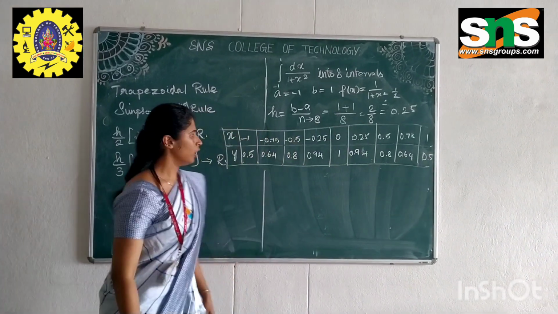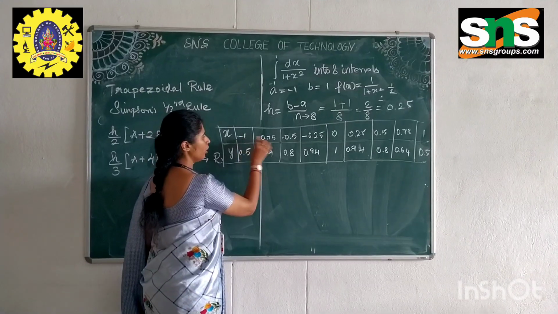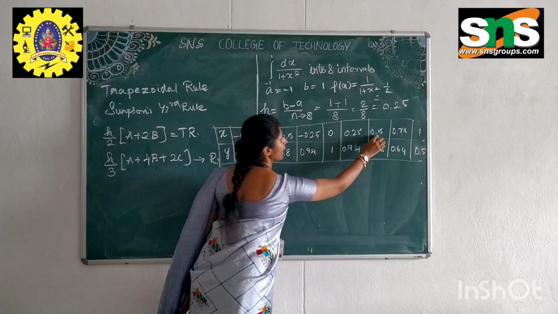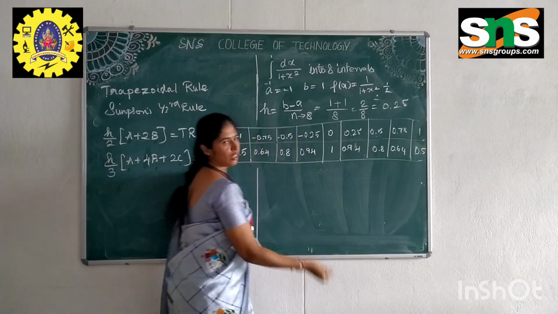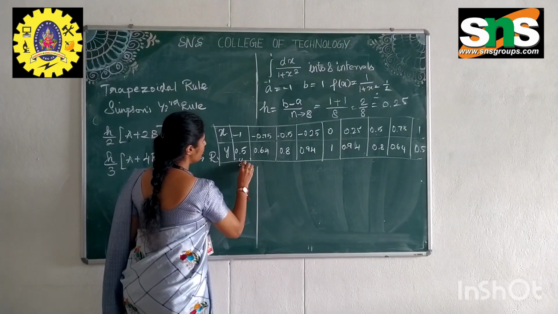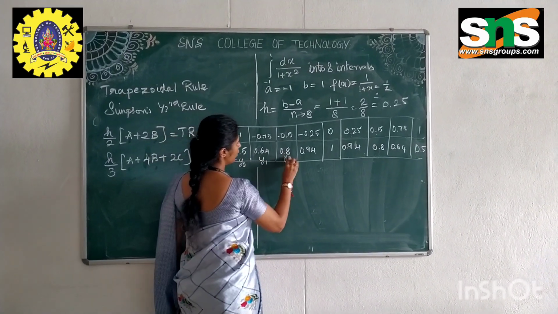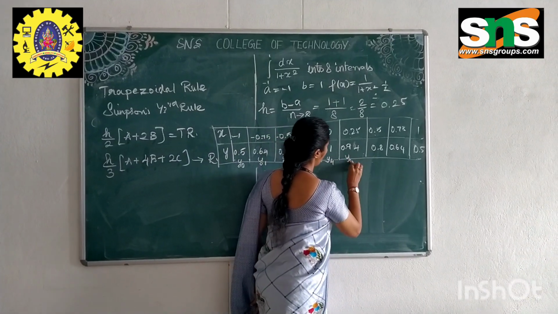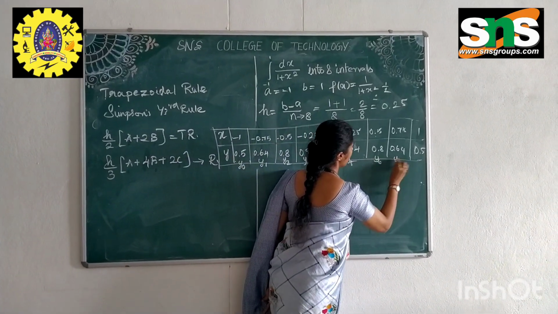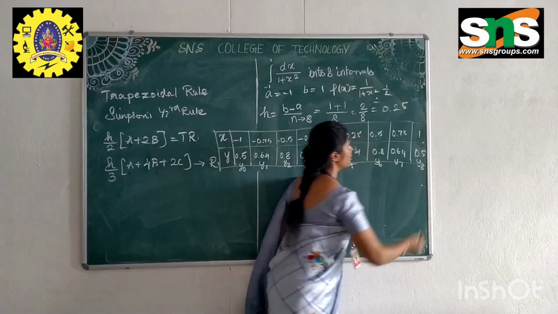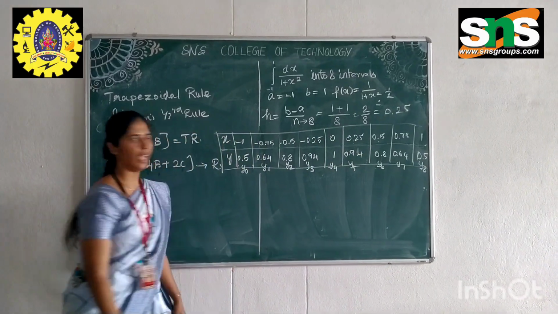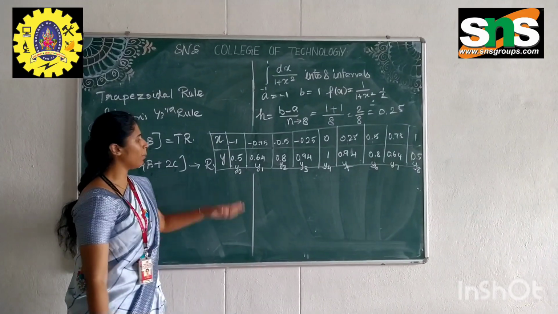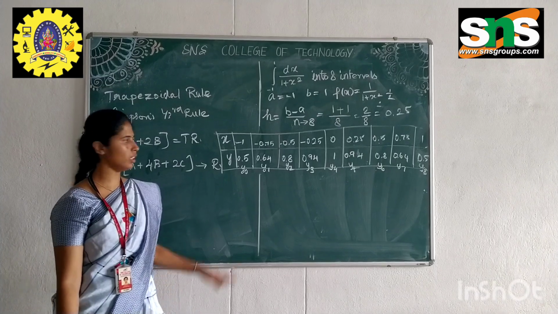Now these are x0, x1, x2, x3, x4, x5, x6, x7, x8, and the corresponding values will be our y0, y1, y2, y3, y4, y5, y6, y7 and y8. Now we are going to apply the trapezoidal rule for this.